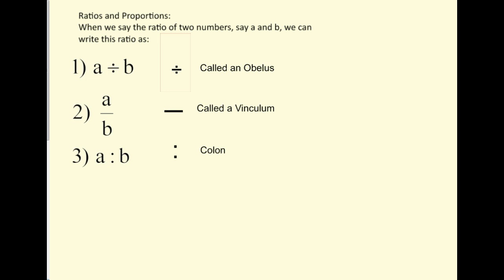We have three methods, 1, 2, and 3. The first method is elementary, and I haven't used that method in some 40 years. The reason I say it's elementary is because it's only used in elementary schools. So usually when I see someone use the obelus, I know they haven't taken any mathematics, because people that take mathematics never use that. They use the dividing line, the solid line, for fractions or ratios.